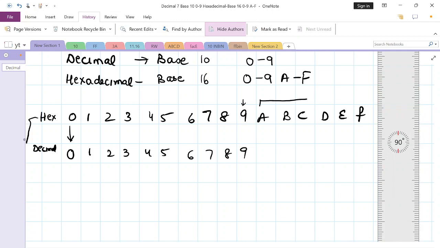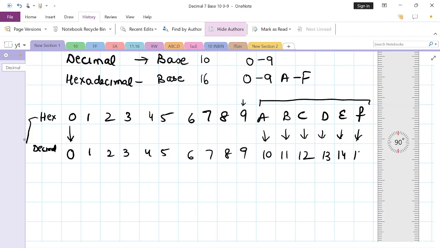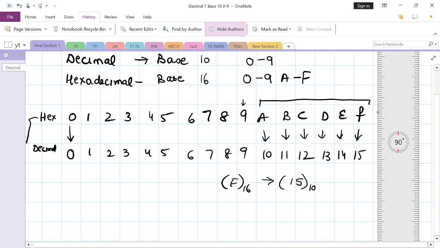But for these 6 alphabetic characters, we have to be careful when we are multiplying them with the powers of 16. So what is the decimal equivalent of A, B, C, D, E, and F? Very easy to remember. After 9 in decimal comes 10. So this will go in this sequence, right? So if I say F in hexa, that is equivalent to 15 in decimal. So if my number has F, and I need it for multiplication purposes, I'll be using this corresponding decimal value.